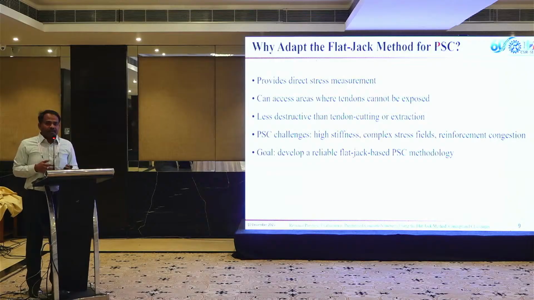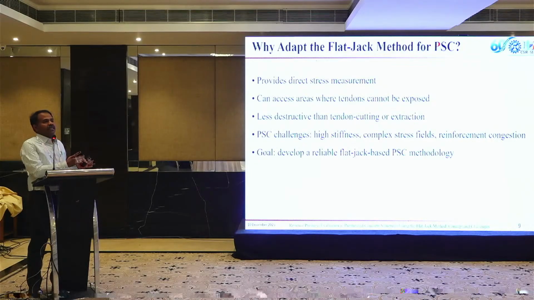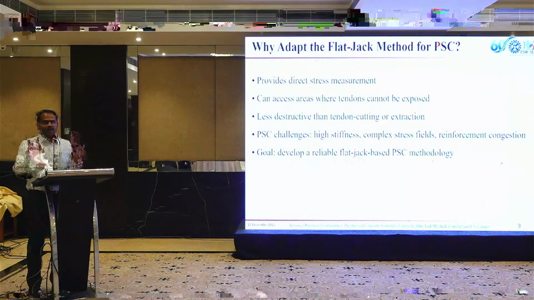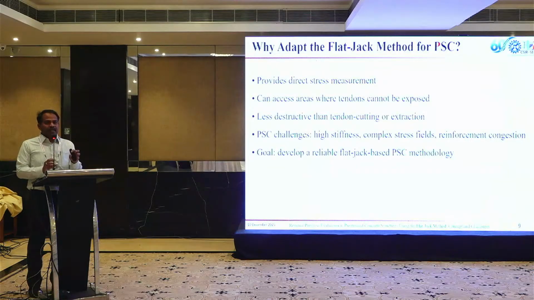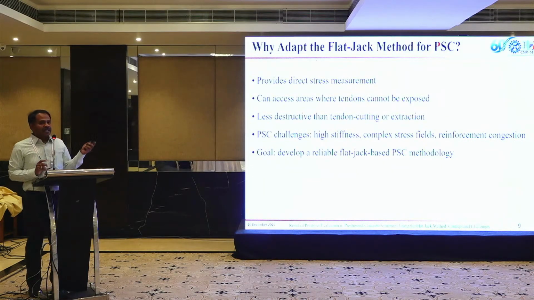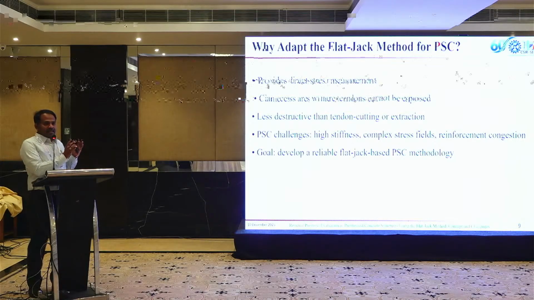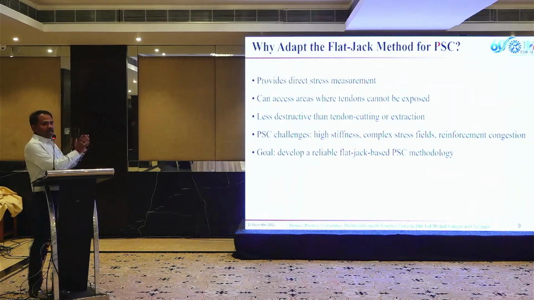So why flat jack? Because there are many techniques, hybrid, non-destructive. These techniques need input information. Whatever you feed inside, it will give the results based on the input data. Now this flat jack method does not need any input. It can access where the tendons are, and it can be used in areas other than the tendon areas. It is less destructive, a simple slot, 5 mm or 4 mm.